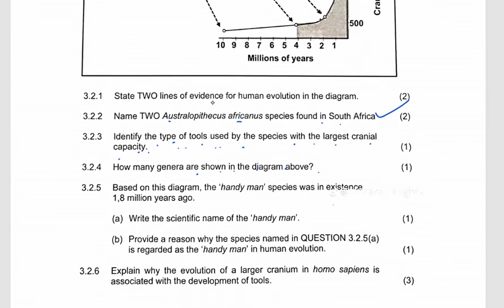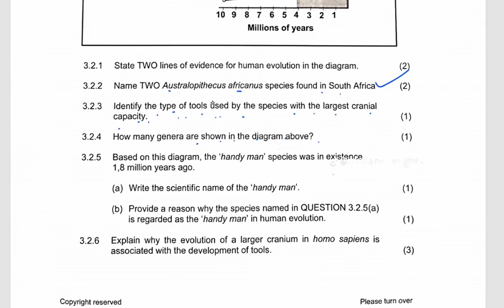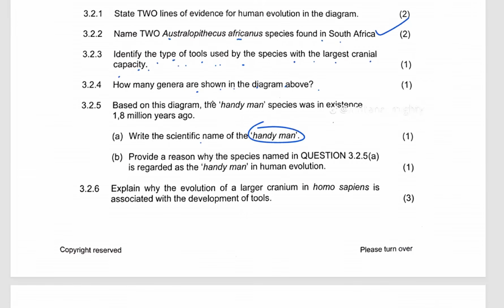They're saying that based on this diagram, the Handyman species was in existence 1.8 million years ago. Write the scientific name for Handyman. That is Homo habilis. Remember, Handyman is the first man to use tools, so we call them Homo habilis. Provide a reason why the species named above is regarded as Handyman. It means that it's the one which first used the tools.